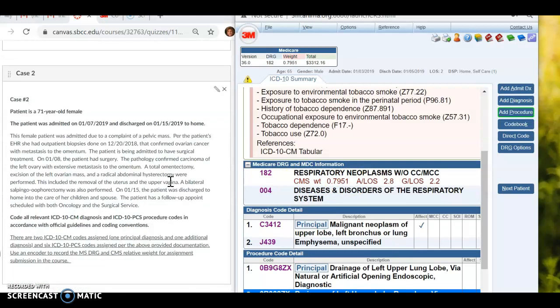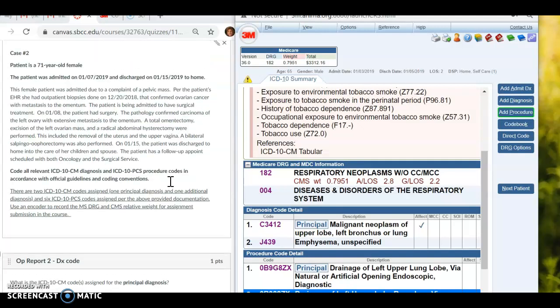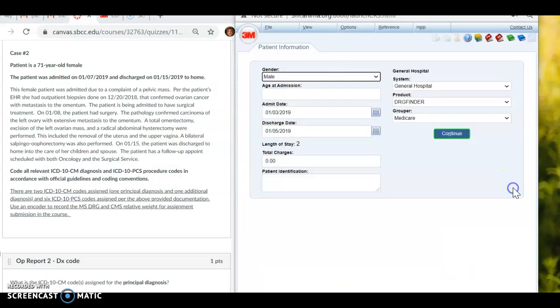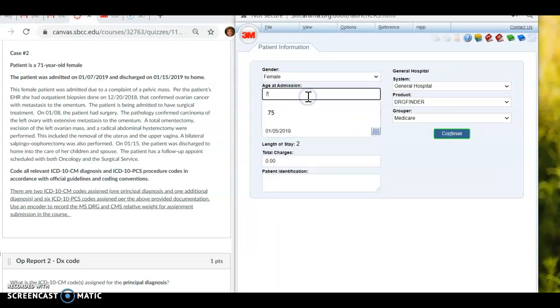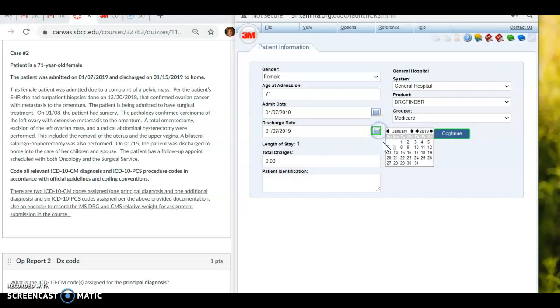Okay, so then case number 2. With this one here, we have a 71-year-old female. I'm just going to switch it here to female, 71. And again, my dates here are going to be 1/7/2019, and then discharged on 1/15/2019.